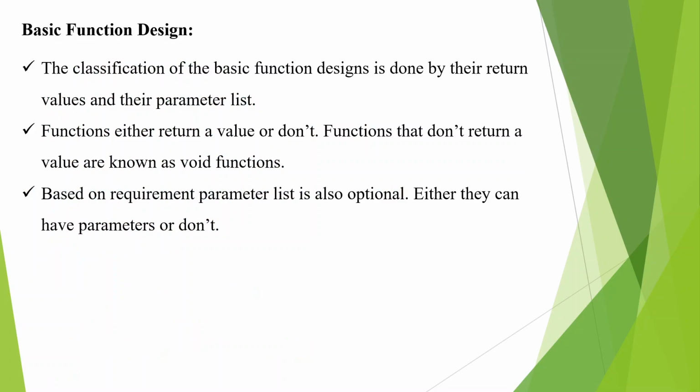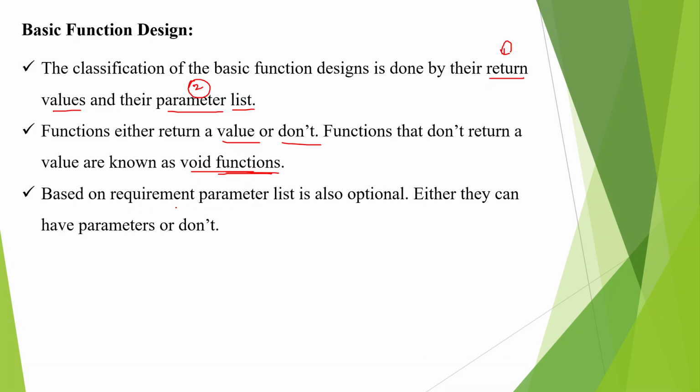Here you can see basic function design. The classification of the basic function design is done by their return value. We already discussed that we classify based on return value and parameter list. These 2 things, and the possible combinations of them, are what we used to categorize, that is, classify the functions. Functions either return a value or don't. Returning a value in the sense of specifying a specific type. Don't, in the sense of void. Functions that don't return a value are known as void functions.